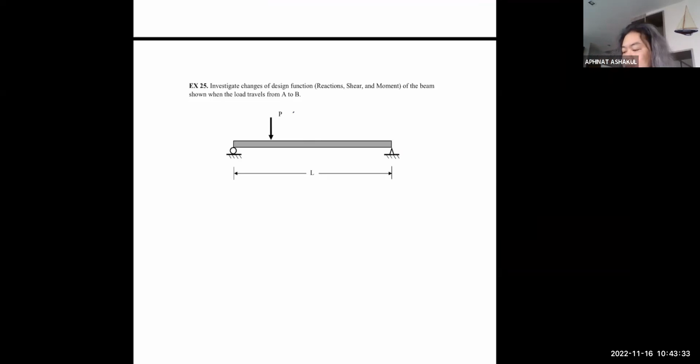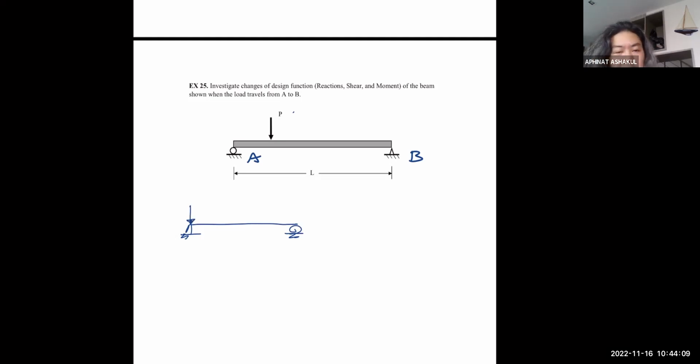So let us begin by taking a look at the beam and see how the reaction changes if I move the load around. Same beam, and let's call this point A and point B. So let's say, first, my load P is here. We are beginning to move the load around.